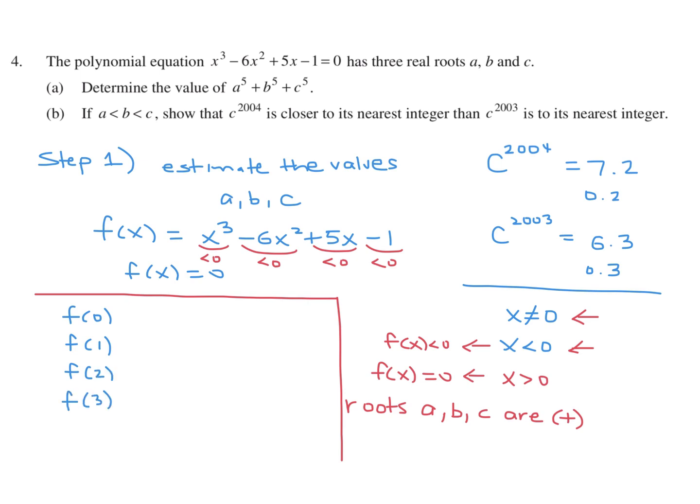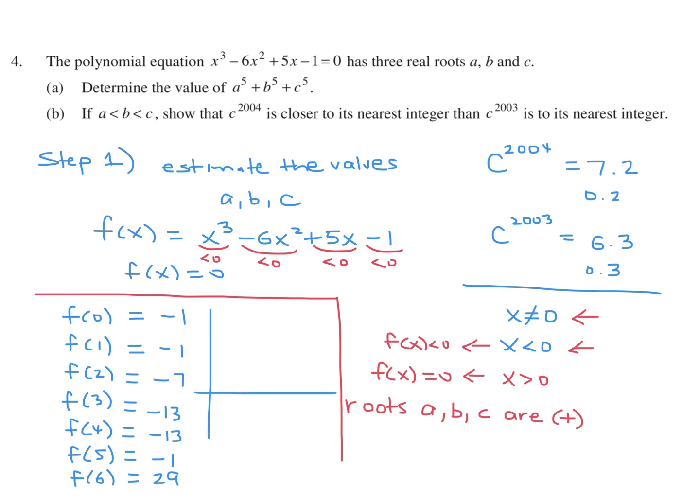We do know that the roots have to be positive, so we understand which side of the graph the roots will be on. I'm going to draw a little graph later, but at least we know that the roots will be on the positive side of the graph. When you plug these numbers in, you'll get the following. F at 0 will give you negative 1. F at 1 will give you negative 1. This will be negative 7, negative 13, negative 13, negative 1, and then 29. So if I were to draw a very basic graph and plot these, this is x, and this is f at x.